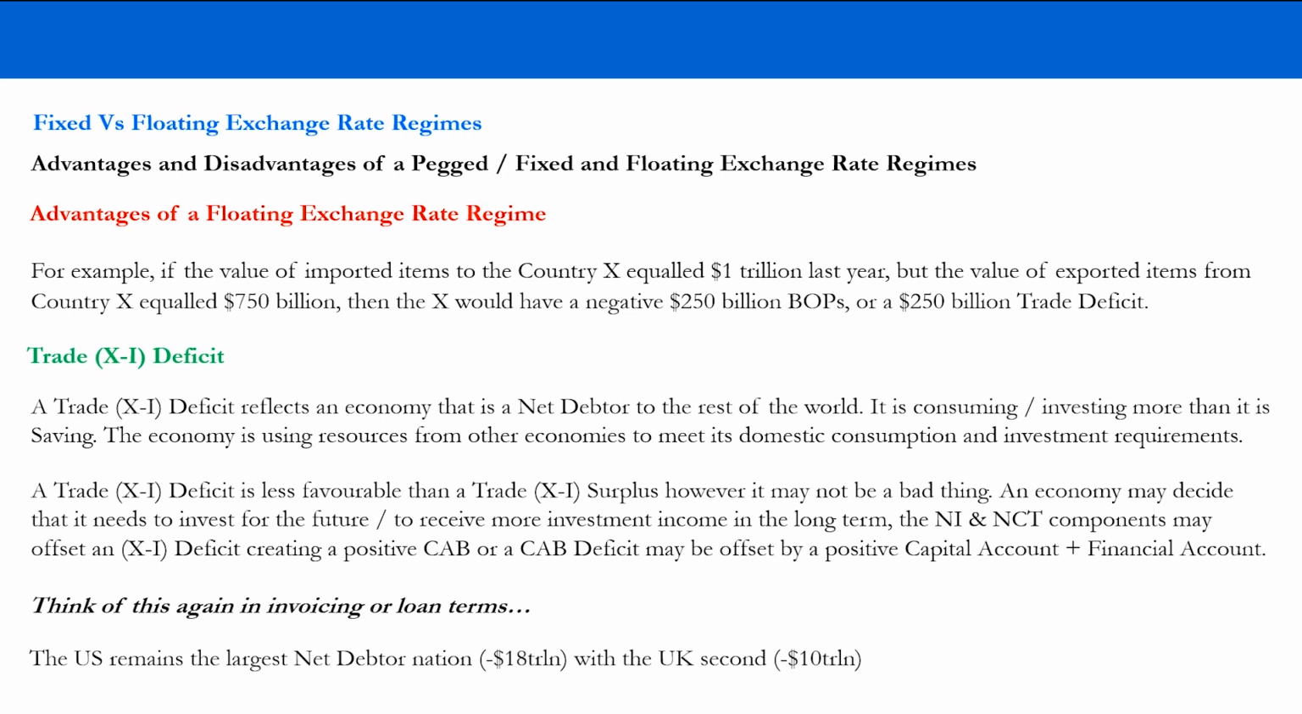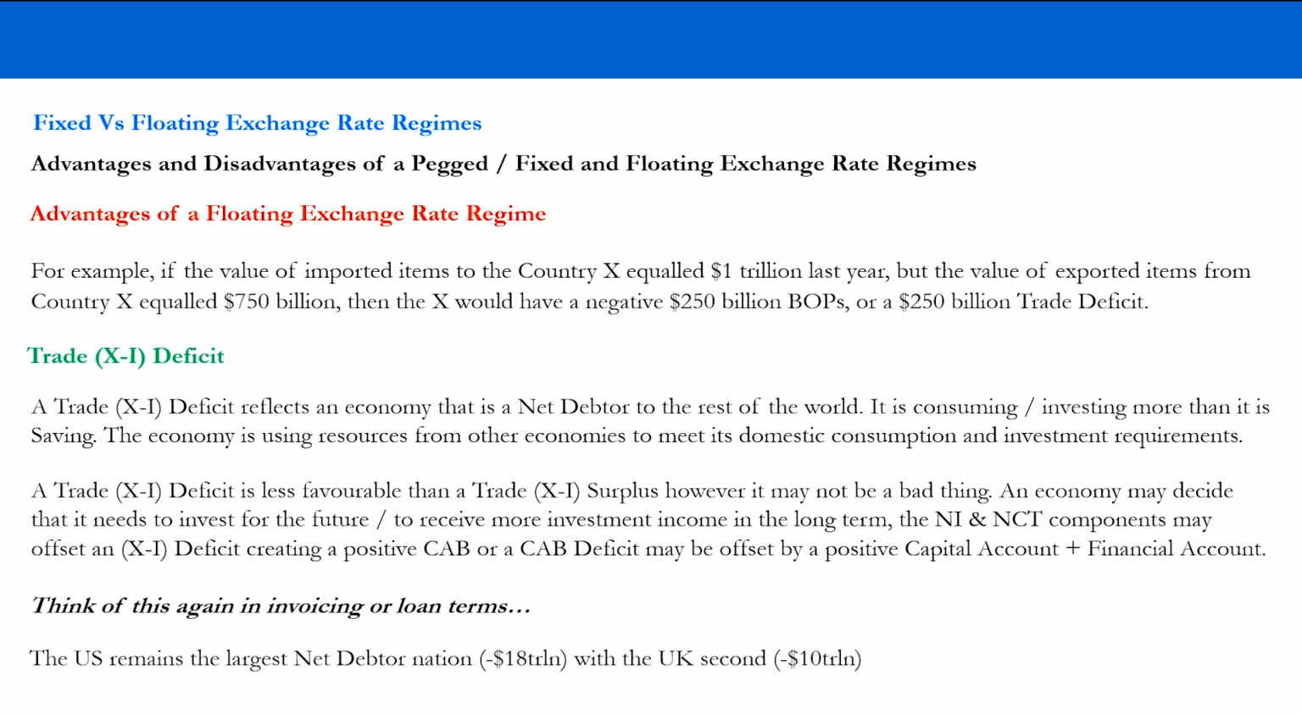A trade deficit is less favorable than a trade surplus, of course, but it might not be a bad thing. An economy, for example, might decide that it needs to invest for the future or to receive more investment income in the long term. So the NI and NCT components may actually offset the exports and imports deficit, creating a positive current account balance, or a current account balance deficit might be offset by a positive capital account and financial account.